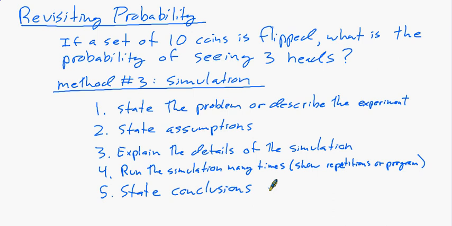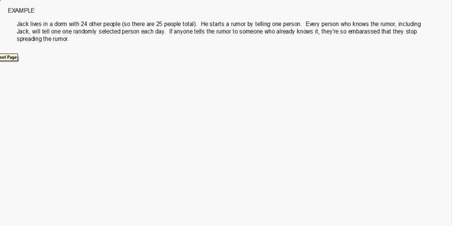Well, now we'll go through an example. Our example reads like this. Jack lives in a dorm with 24 other people, so there are 25 people total. He decides to start a rumor by telling one person. Every person thereafter who knows the rumor, including Jack, will tell one randomly selected person each day. If anyone tells the rumor to someone who already knows it, they're so embarrassed that they stop spreading the rumor.